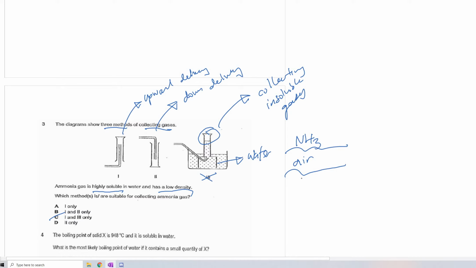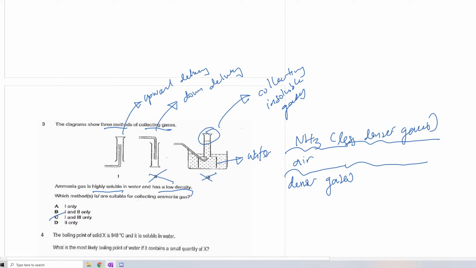So for more denser gaseous substances, they will be over here. So denser gases. Over here is the less denser gases. So we cannot use downward delivery to obtain the ammonia gas because it will be able to escape. So the only way we can collect ammonia gas is through the upward delivery, option 1.